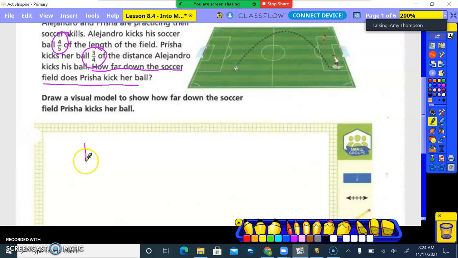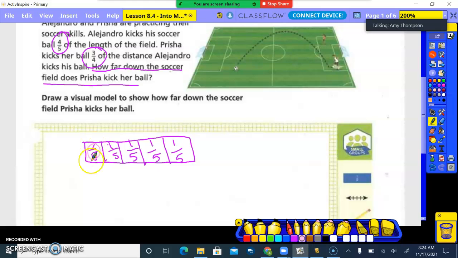4/5. So we're going to draw a bar and break it into, well, we could break it into 5 sections. So let's do 1, 2, 3, 4. Okay, so what goes in each one of those? 1/5, right? But do we use that whole 1/5, guys, or the whole bar, or do we only use part of it? Part of it. So we only would use 4 of these, right?